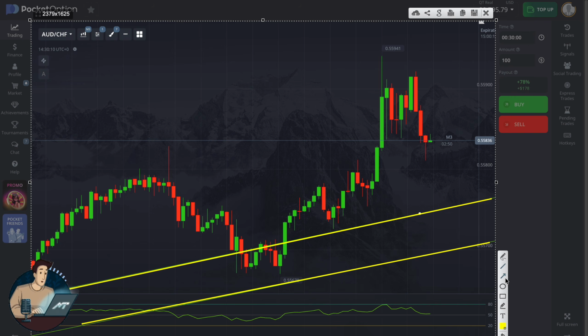Now, what does an actual reaction look like inside that zone? Because this is important. It's not just price touching the line. It's a candle that closes back in the direction of the trend. The body, not the wick, the body closes back inside. That's when you know the zone held.